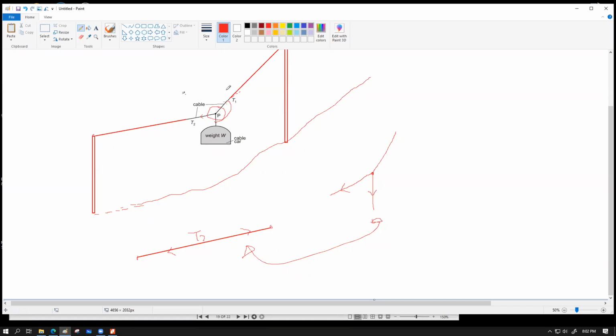So if you try to divide this into components, the upward component of T1 should be equal to the downward component of T2 plus W. So I can write that T1 upward should be equal to T2 downward plus weight. That should be your vertical forces situation.